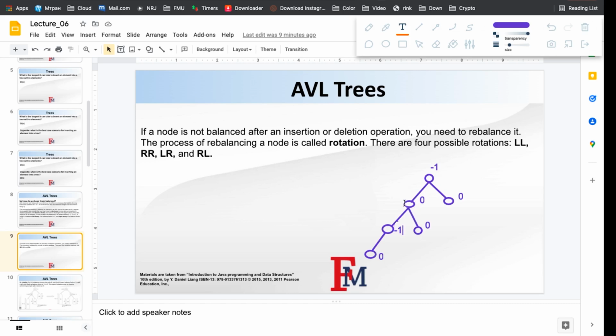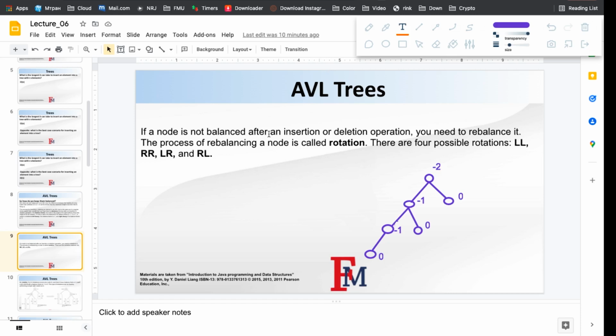We have one edge on the right, two edges on the left, so it's going to be -1. For this one, it's the same. Now let's talk about this one. For the root, on the right we have one edge. On the left we have 1, 2, 3 edges. So 1 minus 3 is going to be -2. So according to the definition of AVL trees, this tree is not balanced, and it needs to be rebalanced. Whenever you have -2 or +2, it's a big problem and you need to work on that.